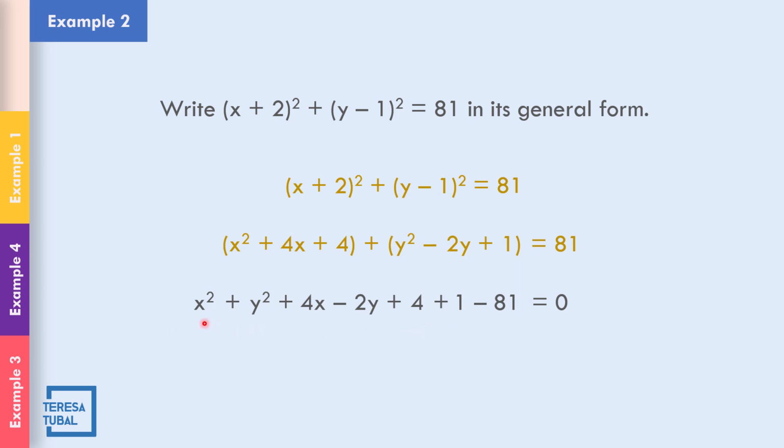So let us combine. As you can see, copy x squared plus y squared plus 4x minus 2y because there is nothing to combine there. And then we need to combine 4, 1, and negative 81. 4 plus 1 is equal to 5, minus 81, that is equal to negative 76 equals 0. So the general form of the equation of the circle is x squared plus y squared plus 4x minus 2y minus 76 equals 0.